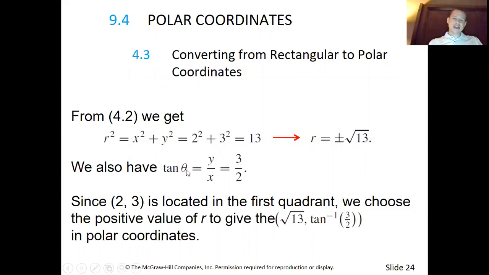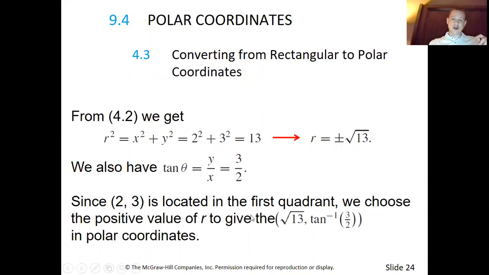So we also have that tan of theta is y over x, so that would be 3 over 2. So we know that tan is a positive number. Now, let's think about that. Both y and x are positive, so I should be in quadrant 1, and doing a tan inverse is completely safe because they're both positive and things like that.